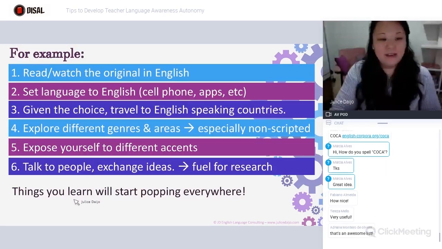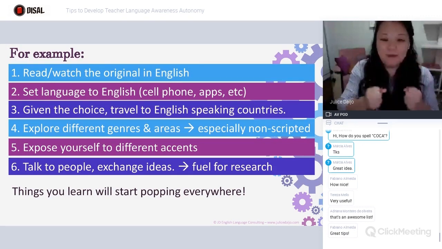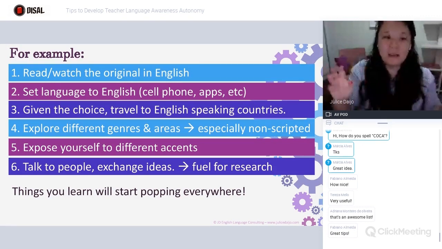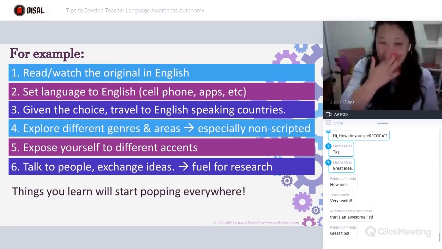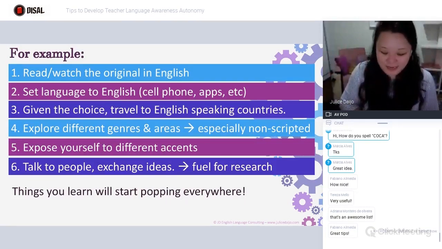Once you start doing all of these things, what you learn will start popping up everywhere. I had once a tutor, he said, it's just like when you buy a new car. So let's say I buy a Honda Fit today. I did my research, I love the car and I bought the car. Once I have it and I use it, I start seeing Honda Fits everywhere. It's the same thing with language awareness. So once you learn something, you notice something, it starts popping up everywhere.